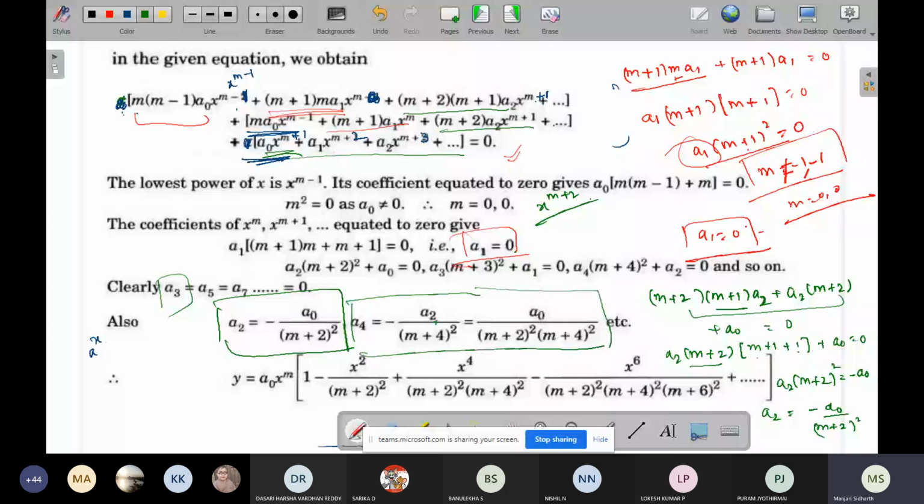Now, because this is your second case, when the roots of the initial equation are equal, first substitute back in the assumption and then take A0 common, because every term you are getting is in terms of A0. That means in the final solution, you can take A0 common. Or if you want, I'll write here.